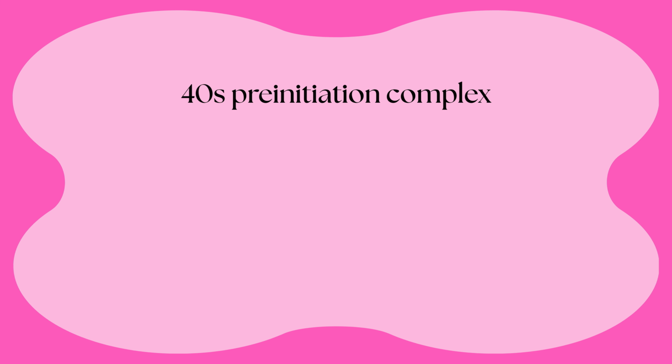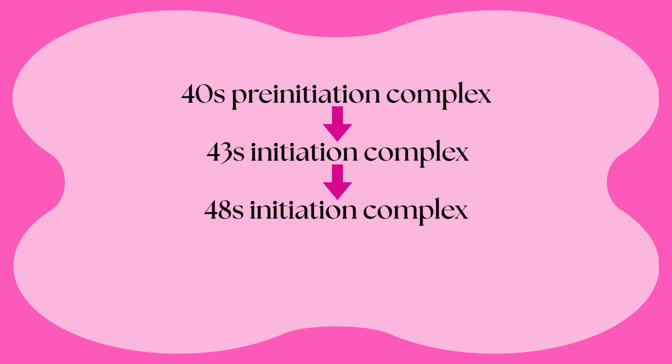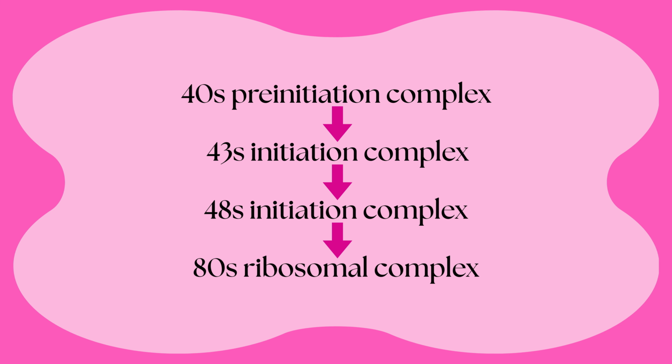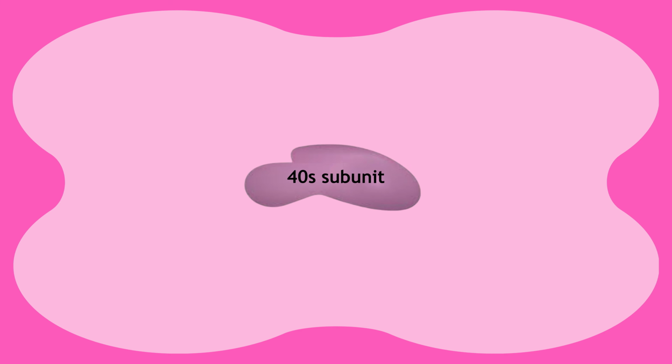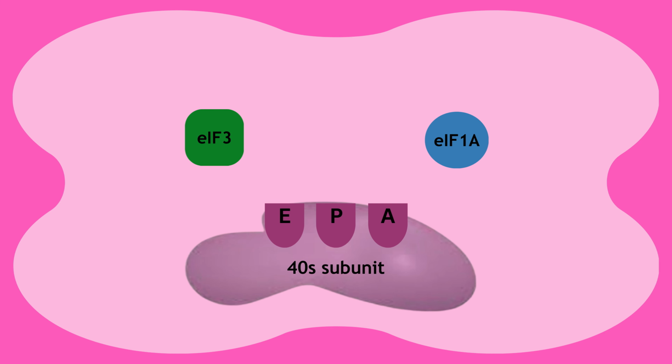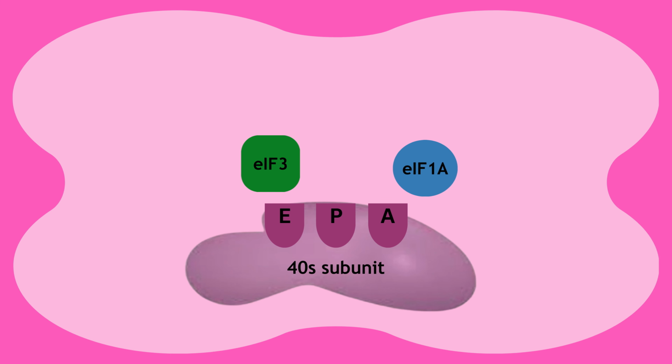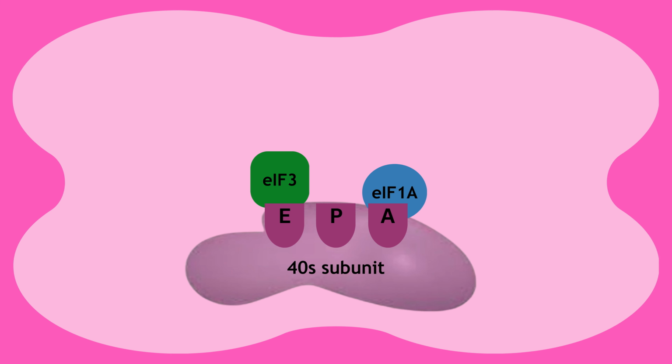The translation initiation process in the eukaryotes is basically a conversion from the 40S pre-initiation complex to the 43S initiation complex to the 48S initiation complex and finally to the 80S ribosomal complex. The process starts when the 40S subunit is bound to the EIF3 and the EIF1A initiation factors. The EIF3 binds to the E site and prevents the premature binding of the 60S to the 40S subunit, whereas the EIF1A blocks the A site.